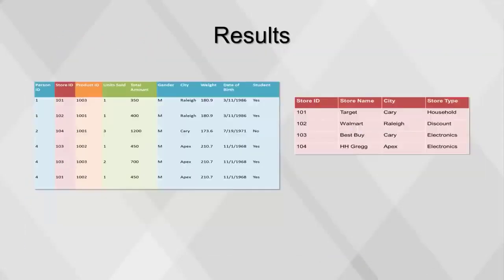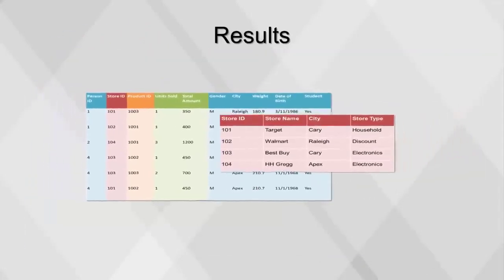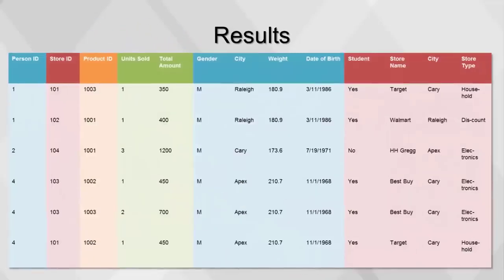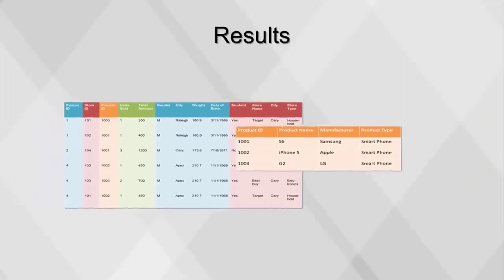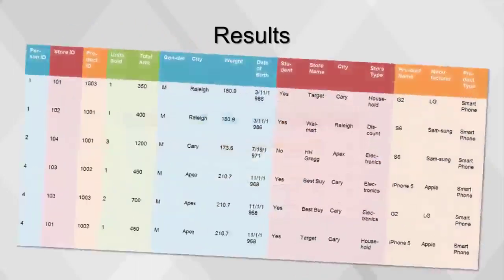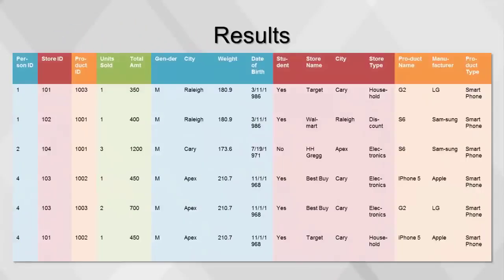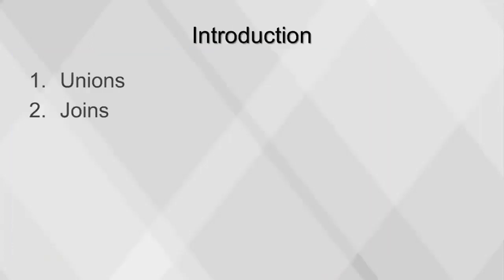Next, we will join the results from the previous join with store dimension. Finally, we will join our results from the previous join with product dimension. Notice how each step creates a progressively larger table. This concludes our video on unions and joins.